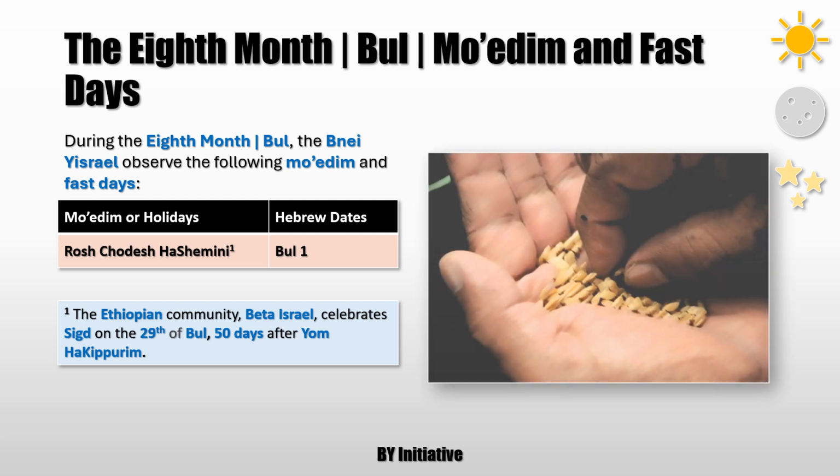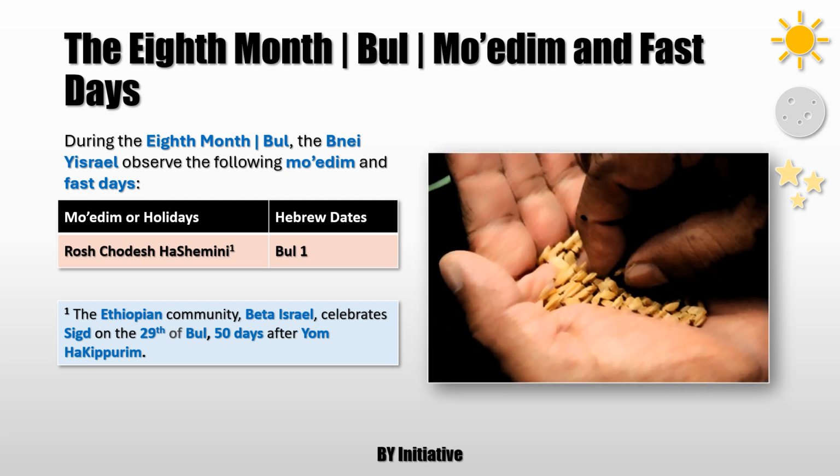As I said before, the only Moedim, or fast days that occur in the 8th month were Rosh Chodesh and Shabbat. However, the Ethiopian community, Beta Israel, celebrates the holiday of Sigd on the 29th day of the 8th month, 50 days after Yom HaKippurim.